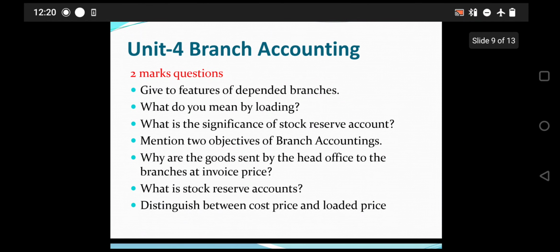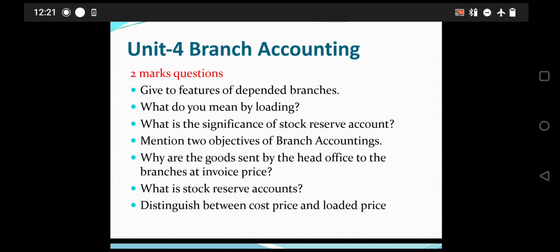In unit 4 we have branches. Branch accounting: when a company has more than one branch, we call them head office and branch office. When it has its business in many branches and wants to calculate its benefit or profit in the branch, it can follow the accounting which comes under branch accounting. The branch accounting chapter is very important when it comes to theory, because there are more chances of theory questions being asked. The first question is, give two features of dependent branches.